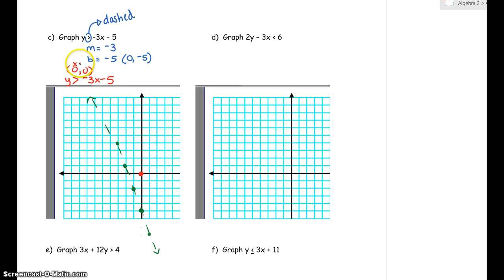And the inequality that we have is y is greater than -3x minus 5. Well, x is 0 and y is 0, so we end up going into 0 is greater than -3 times 0 minus 5. Is 0 greater than -5? And the answer to that is yes.